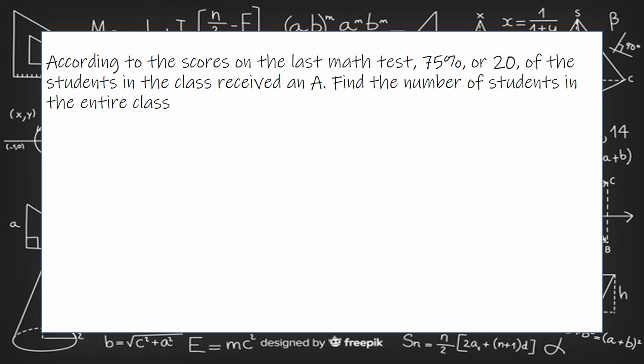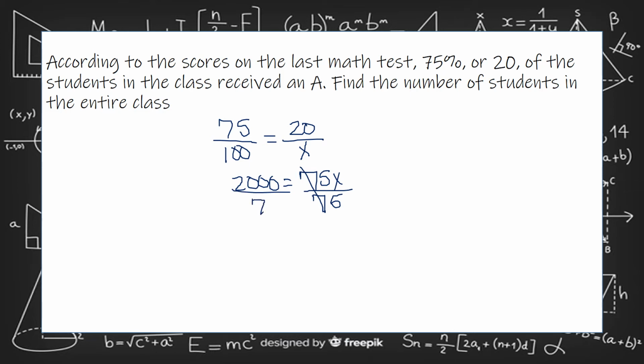According to the scores on the last math test, 75% or 20 of the students in the class received an A. Find the number of students in the entire class. So 75% is 75 over 100. If 75% was 20 students, we need to know how many are in the entire class. So 75 over 100 equals the part of the class we know over the entire class. So we're going to cross multiply. 100 times 20 is 2,000, and 75 times x. And we're going to divide by 75 to get x by itself.